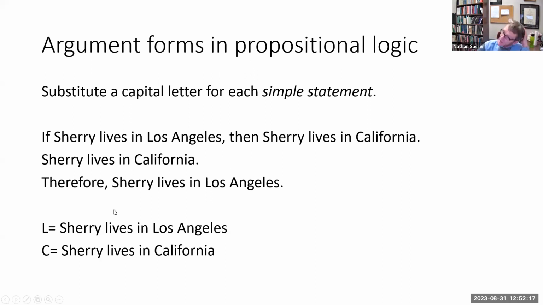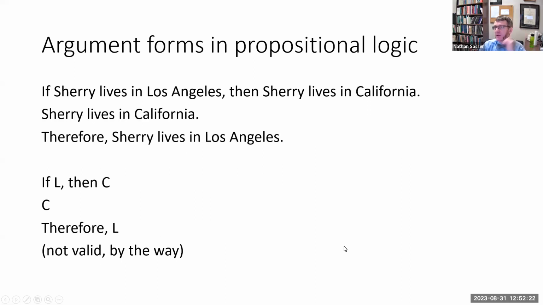So if I plug in those letters in place of each occurrence of those statements, here's what I get. If L, then C. C, therefore L. Now, by the way, this is not a valid argument. And boiling it down to the structure like this, to the mere argument form, helps us to make it clear, because I can come up with a counterexample, a substitution instance in which the premises could be true and yet the conclusion turn out false.